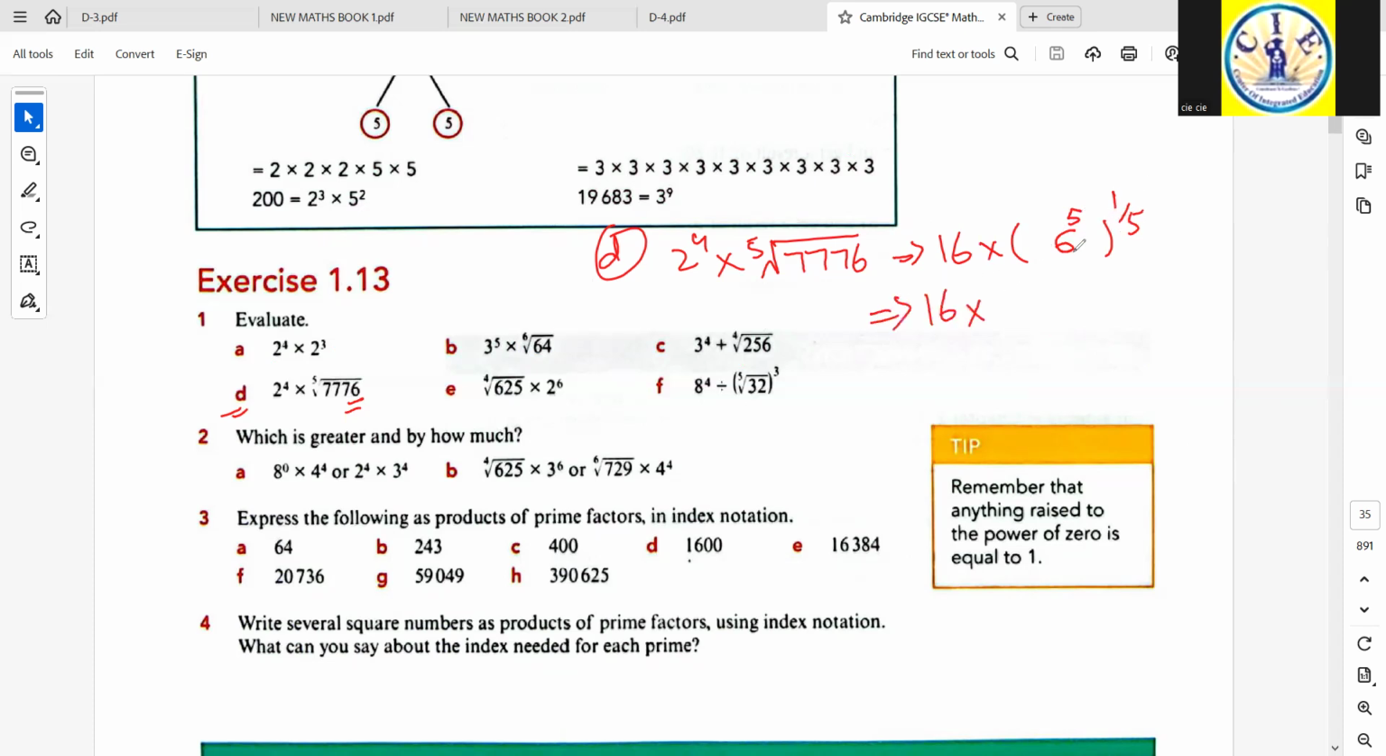16 times. Now 6 has got two powers. One power is 5. The other power is 1 by 5. So using this rule once again, a number having two exponents would be solved to get their indices multiplied. So that would be 6, 5 times 1 by 5. This gets cancelled out. So 16 times 6, that is 96. That's the final answer.